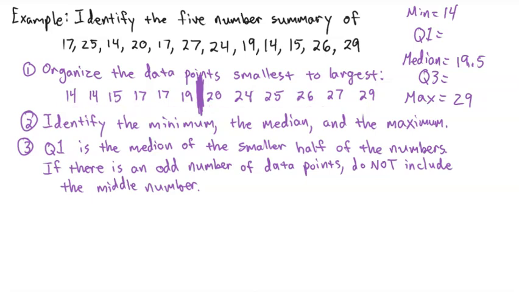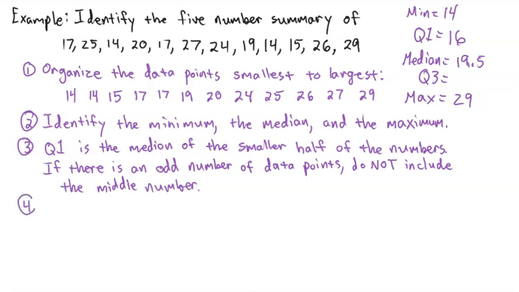And so quartile 1 will be the median of these bottom 6 numbers. Well, the median of these bottom 6 numbers would go right here. And so we want to go halfway between 15 and 17. Well, halfway between 15 and 17 is 16. So quartile 1 is 16.